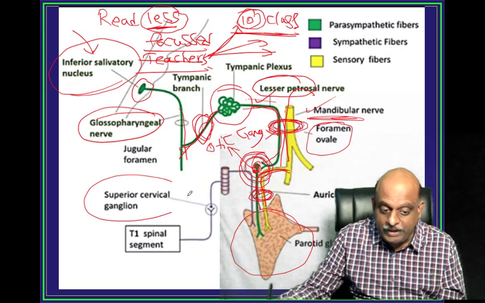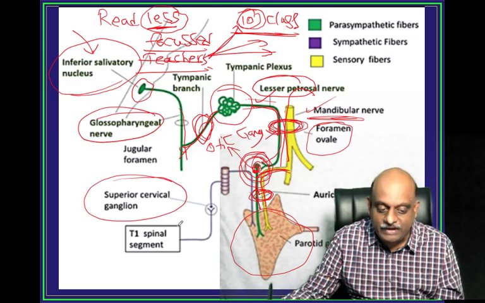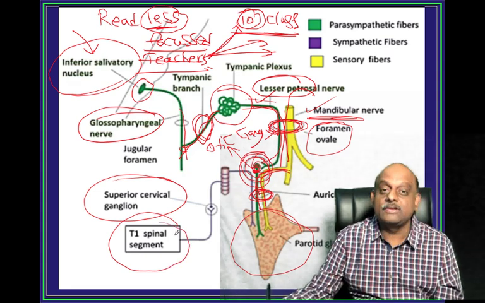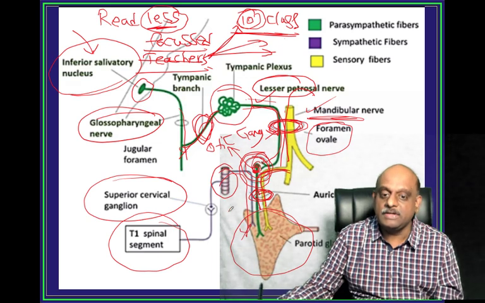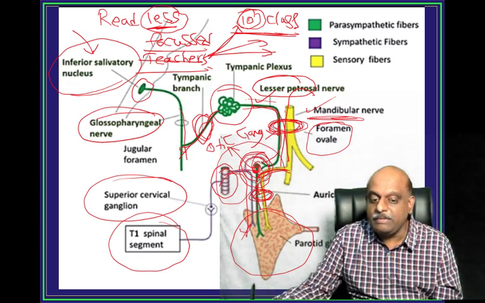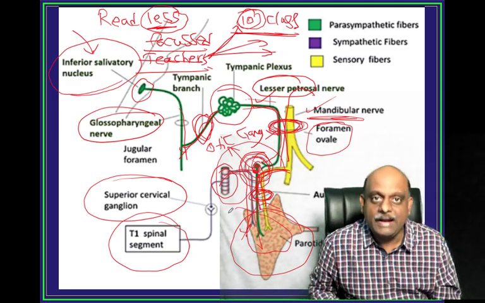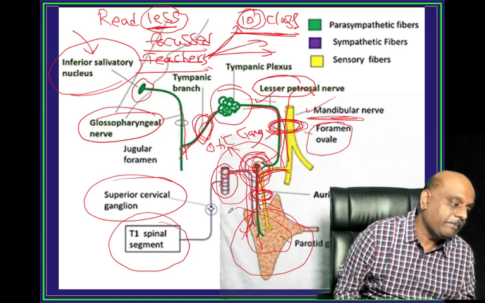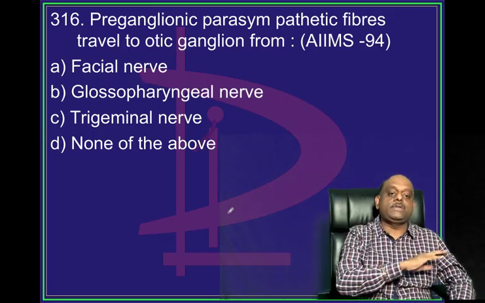Meanwhile, the superior cervical ganglion from the T1 spinal segment will also send the sympathetic fibers through the otic ganglion to the parotid gland, is what you have to ultimately remember. So this is a frequently asked question, doctor. You have to be 100% sure.